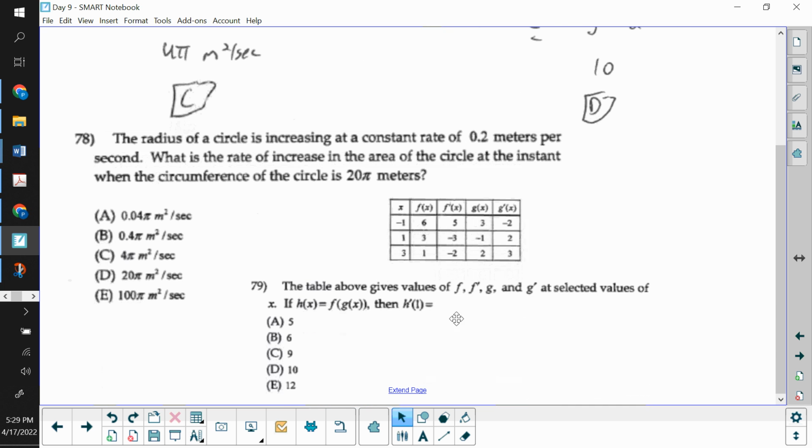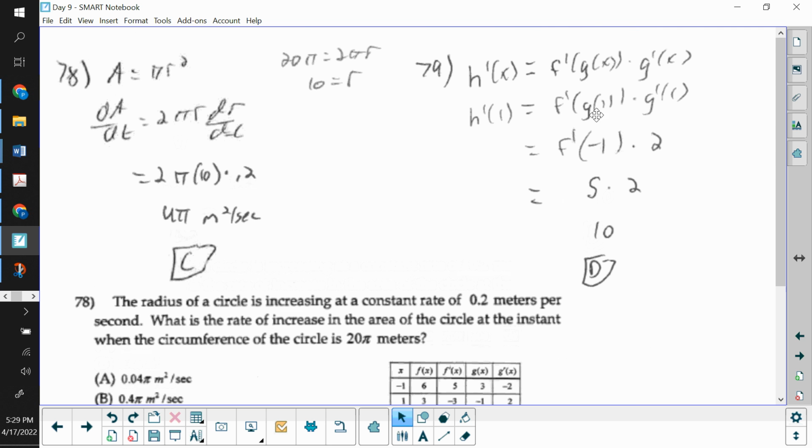In 79, we've got a chain rule when you do the derivative. So derivative of f, keep g the same, then multiply by the derivative of g afterward. Fill in your ones, and then you're just picking out everything from the table, and eventually you get choice D, which is 10.